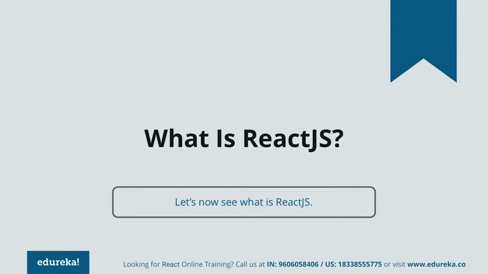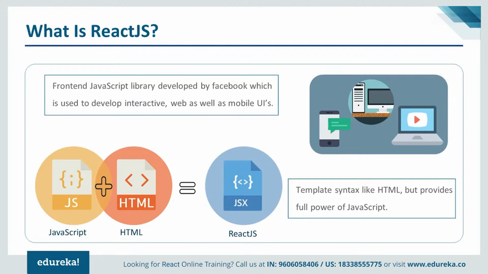So what is ReactJS? ReactJS is basically a front-end JavaScript library which was actually developed by Facebook. And it was basically used to develop interactive as well as mobile-based applications. Okay. And it basically follows more of a template-based structure, which in general is a combination of JavaScript and HTML, which basically helps it to define the overall layout of the HTML and also provide the JavaScript-based operations as well, which gives it a lot of power.